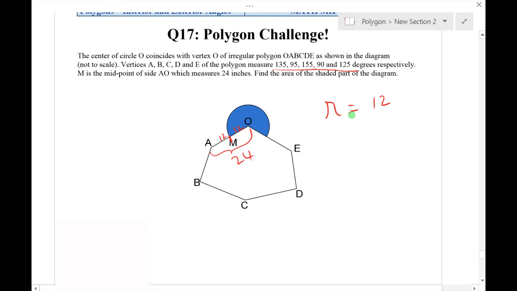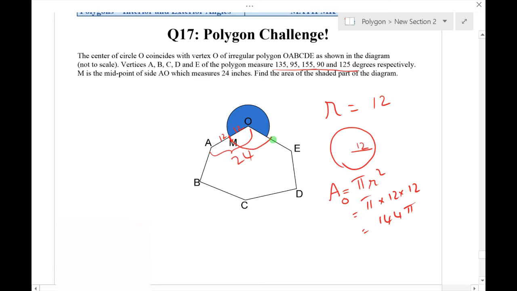Now we know how to find the area of a full circle with a radius 12. The area of a circle is going to be pi r squared, right? So in this case, pi times 12 times 12, which is 144 pi. But a part of the circle is gone.